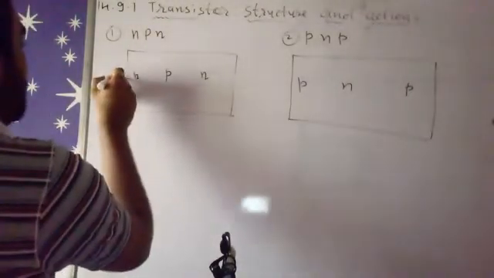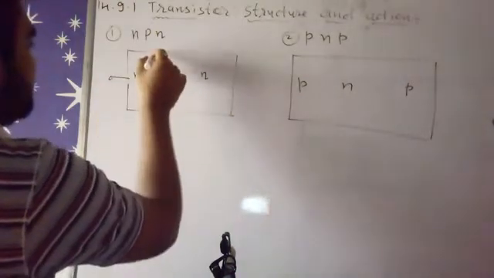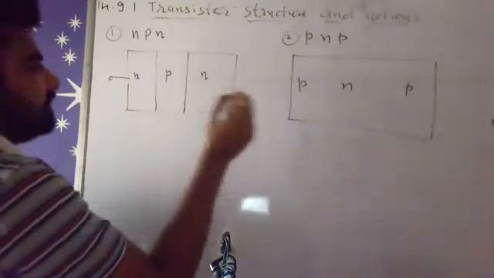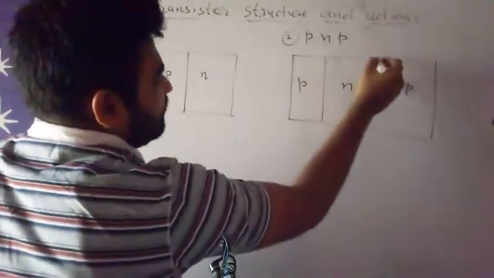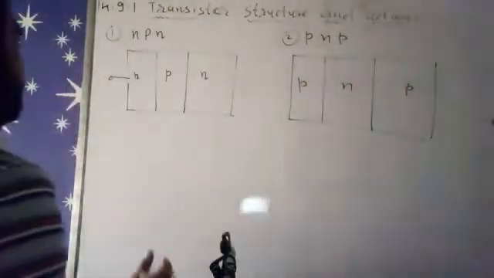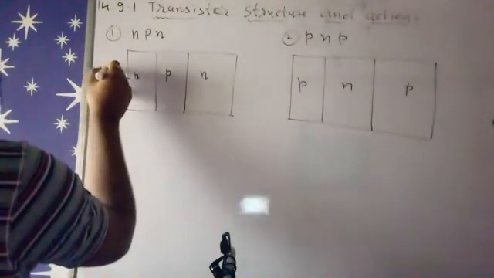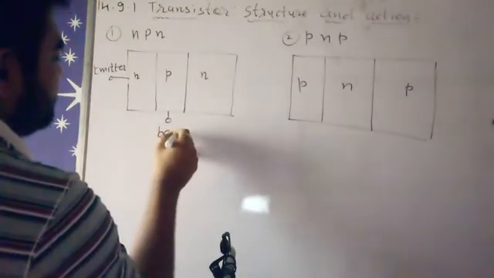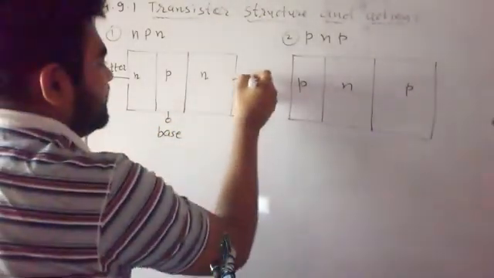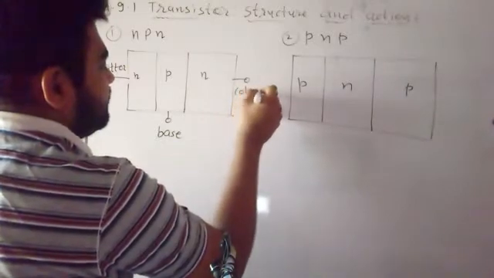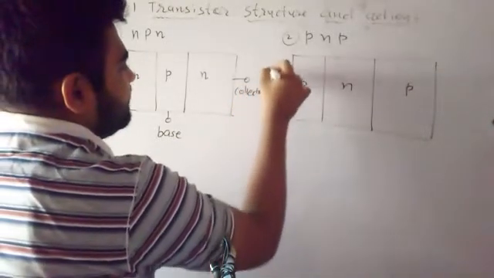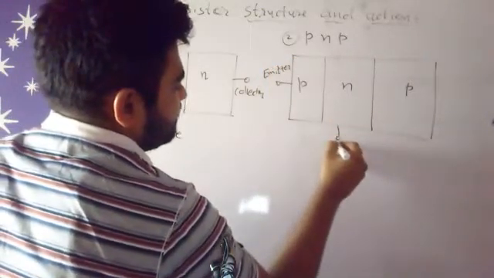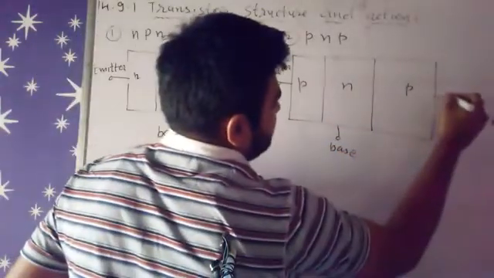Now we have three terminals of the transistor. There are two junctions, two walls, right? This terminal is called the emitter, this terminal is known as the base, and the third one here is called the collector. Here again, this is the emitter, this is the base, and this is the collector.